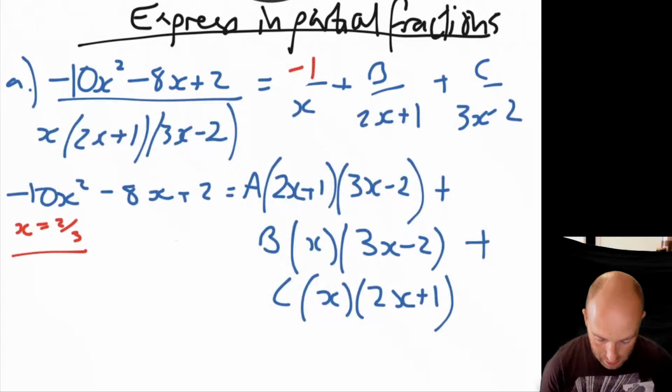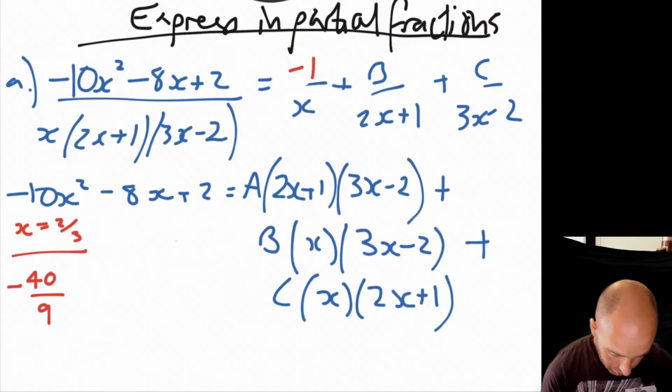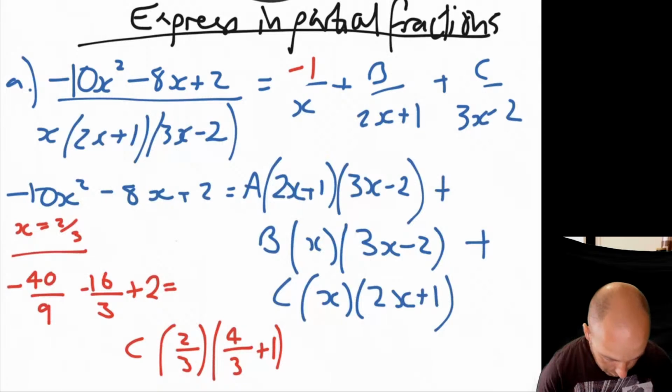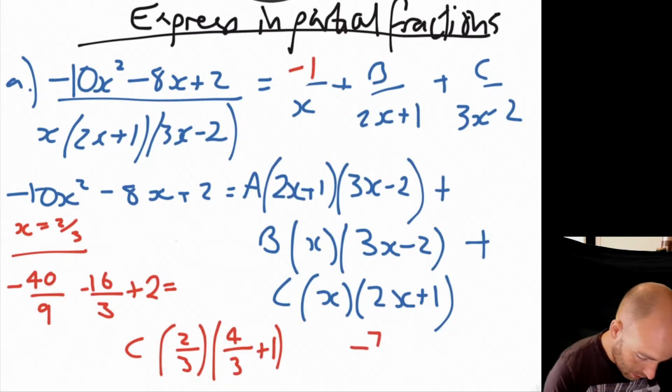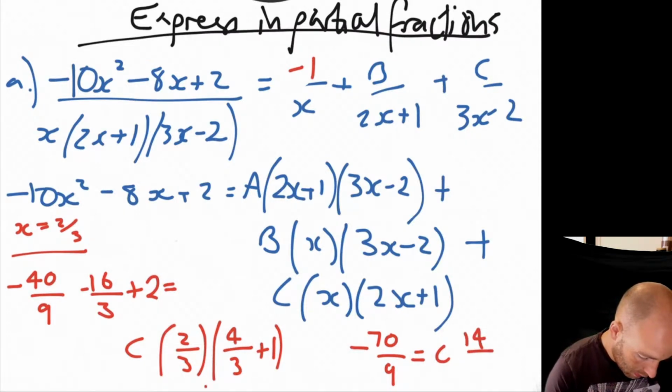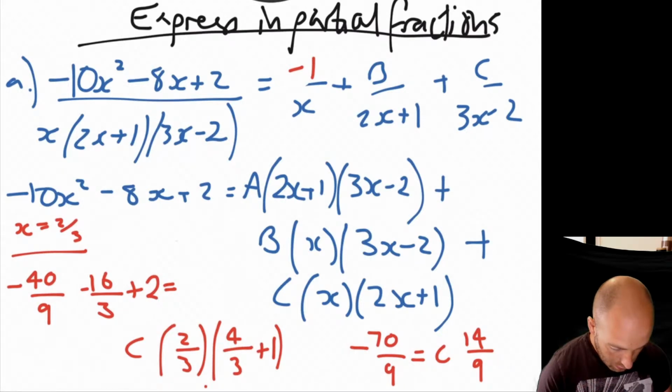We're going to use a calculator for this one. We're going to get minus 10 times (2 over 3) squared, that's going to be minus 40 over 9, minus 16 over 3 plus 2 equals, and we're going to be left with the C term, equals C times 2/3 times (2 times 2/3, that's 4/3 plus 1). So a lot of fractions in this one. So minus 40 over 9, take 16 over 3 plus 2 gives me minus 70 over 9. That equals C times 4/3 plus 1, which is 7/3, times 2/3, which is 14 over 9. So if I divide minus 70 over 9 by 14 over 9, I get C is minus 5.